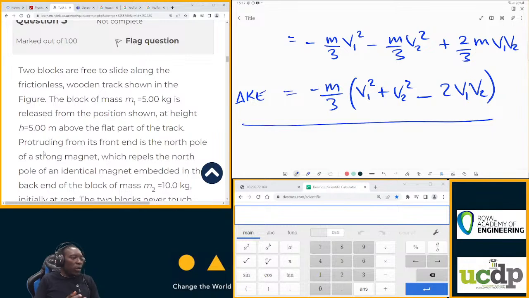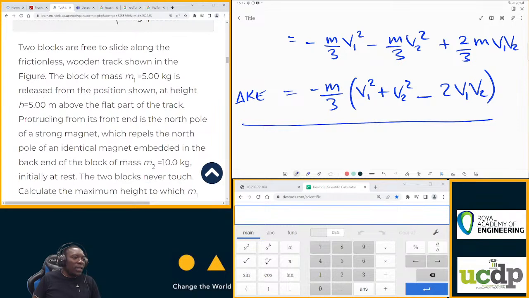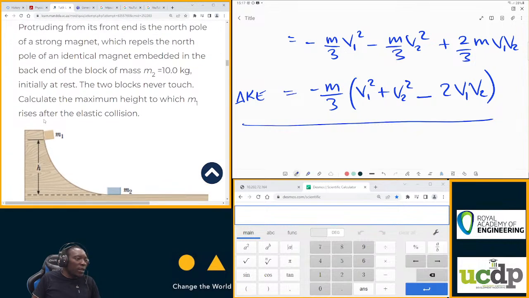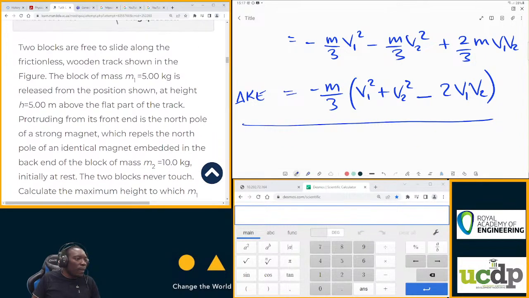Okay, so going to question number 3. Two blocks are free to slide along the frictionless wooden track shown in the figure. So there is a block M1 whose lower face is a height h above the flat surface of the wooden system. On this wooden track, the block of mass M1, which is 5 kg, is released from the position shown at a height h, which is 5 meters above the flat part of the track.